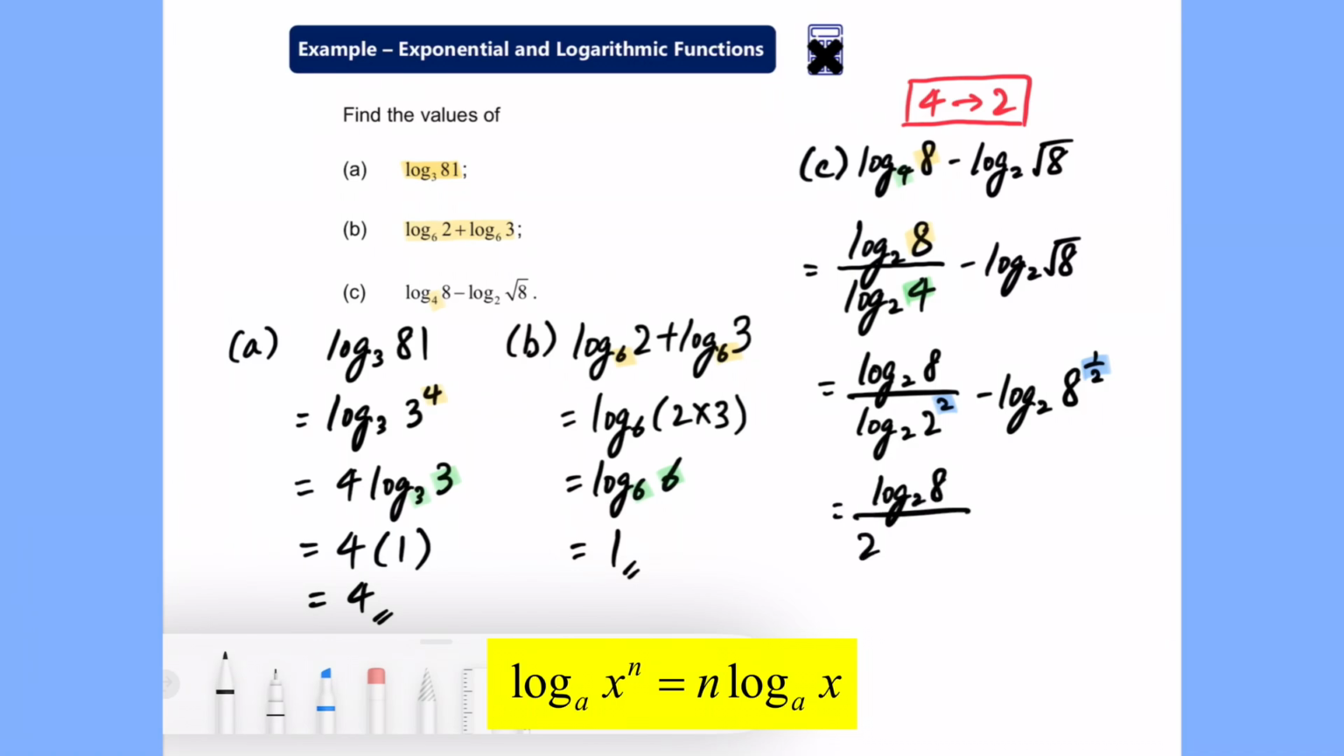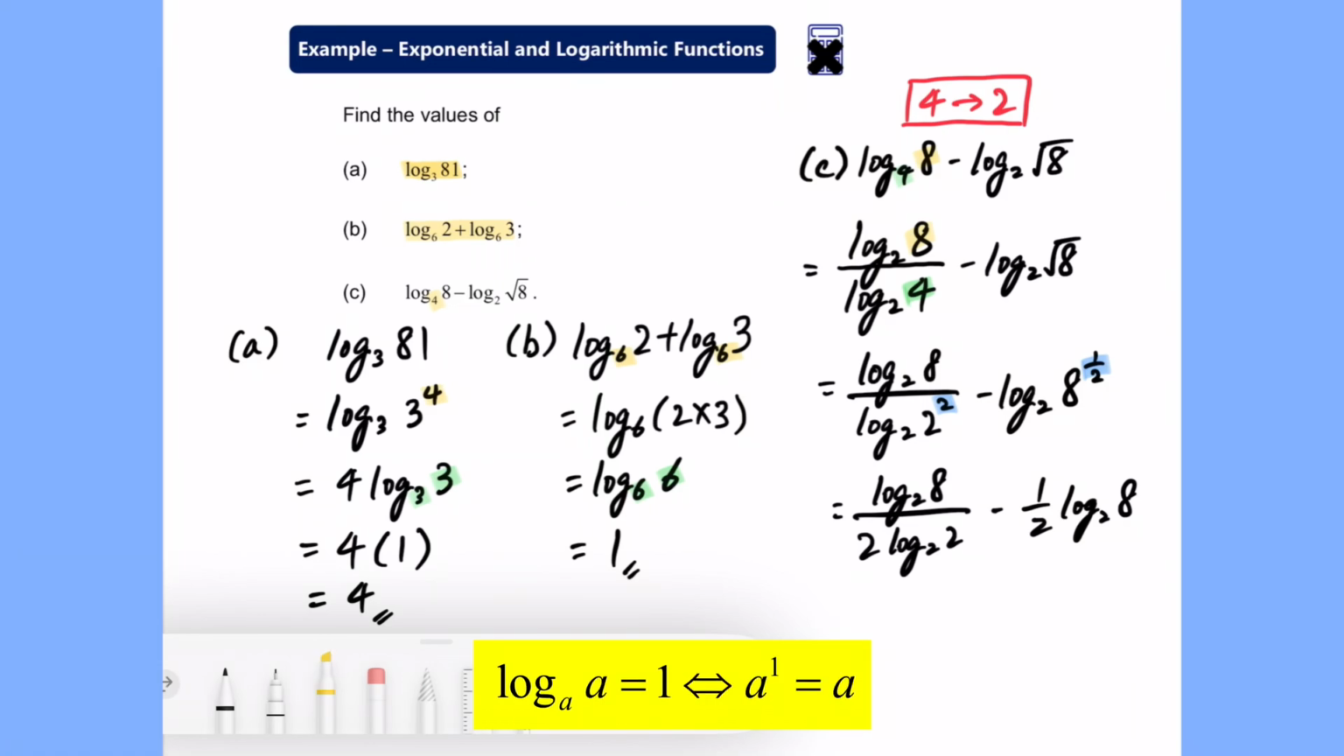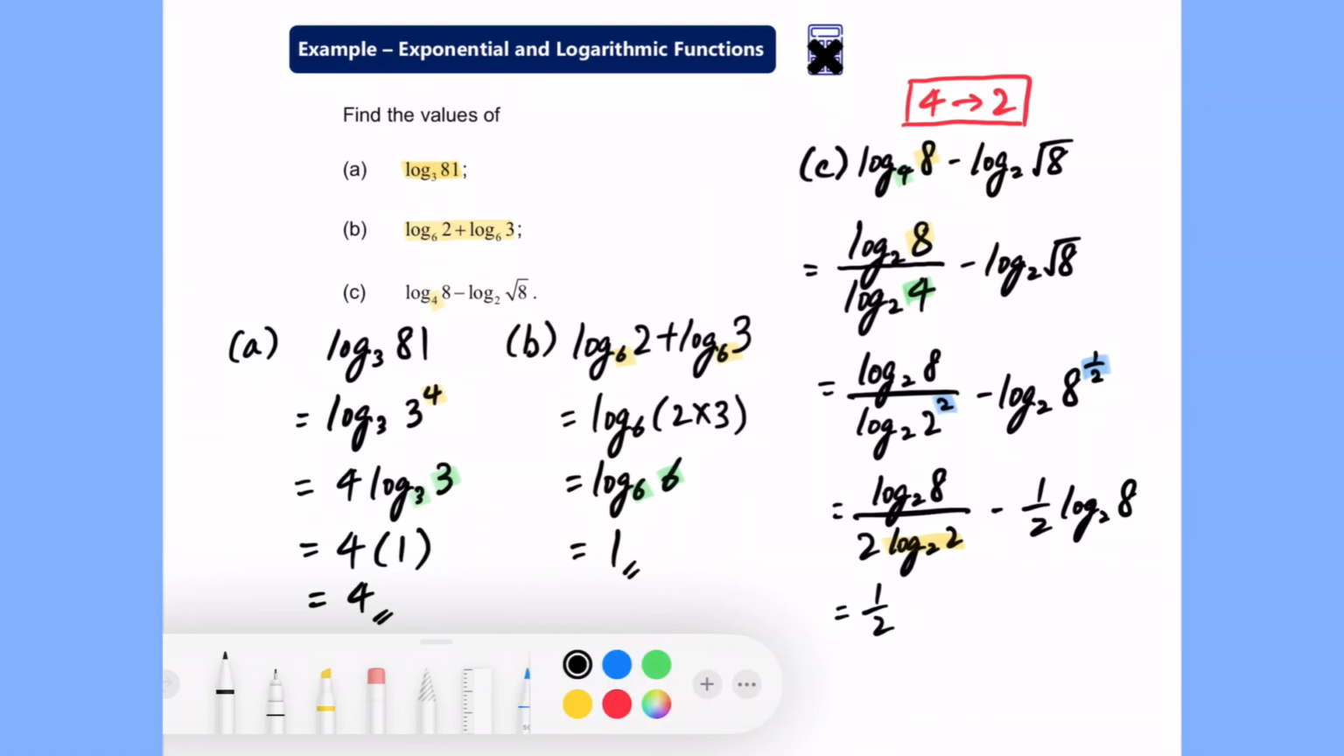such that it becomes 2 times log to the base 2 of 2, minus 1 over 2 times log to the base 8 of 8. By using this property, we can see that log to the base 2 of 2 is equal to 1. So that we will be able to present the first term as 1 over 2 log to the base 8. But we find that the first term and the second term are the same, so that when we do the subtraction, we will be able to conclude that the result is 0.